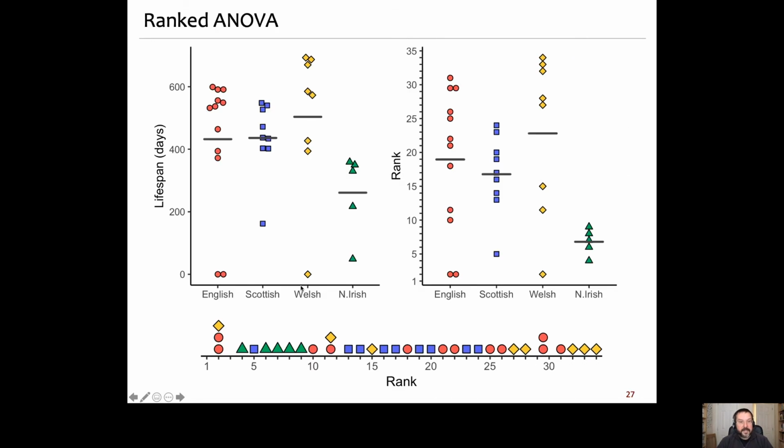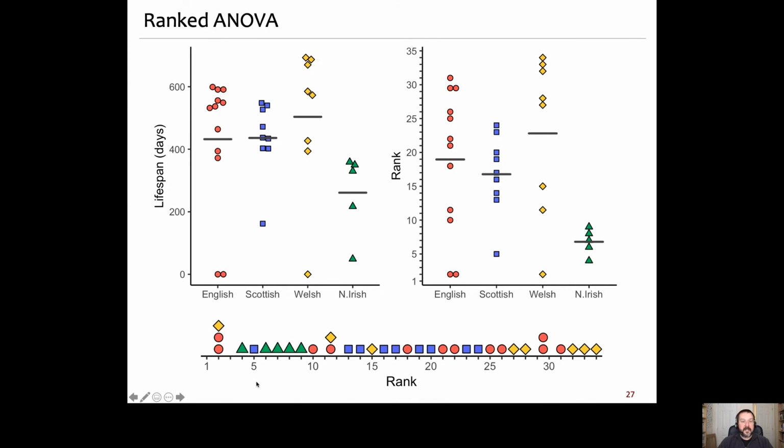This can now be extended to multiple groups. On the left, we have data from 4 groups of mice: English, Scottish, Welsh, and Northern Irish. And this is the lifespan. And on the right is the same data, but turned into ranks. At the bottom, you see the distribution of the 4 nations between all the ranks.